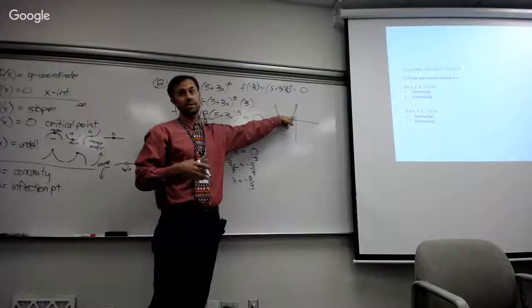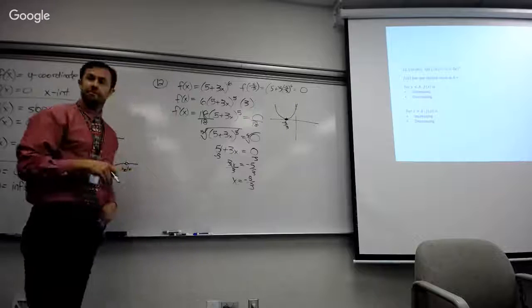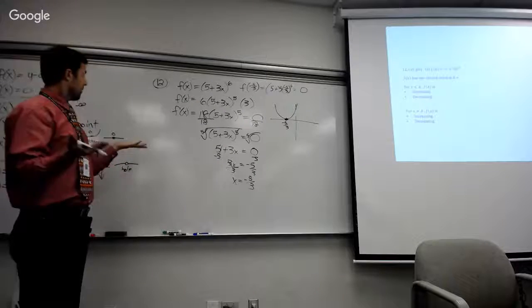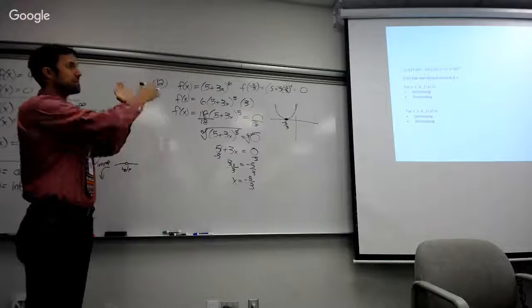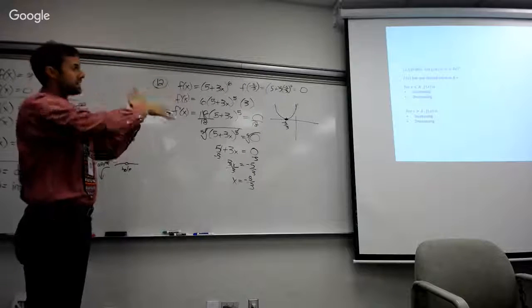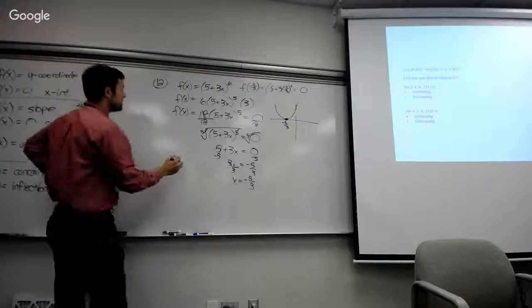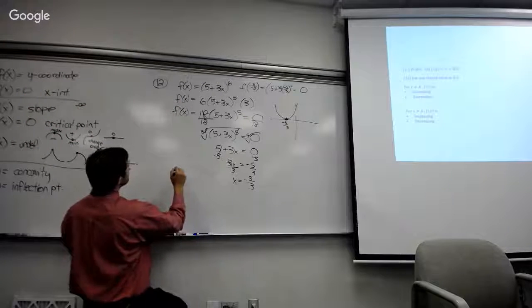Is that what you're saying? Plug in a point and see where it is? If you're trying to see that, you have to do the second derivative, because the second derivative is going to tell if it's concave up, and if it's concave up, you automatically know it's increasing to the right and decreasing to the left. So you would just take the second derivative.